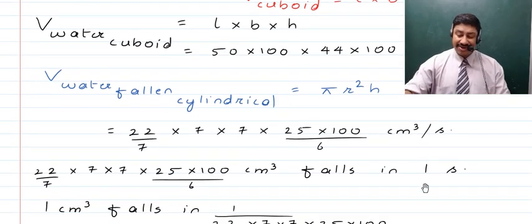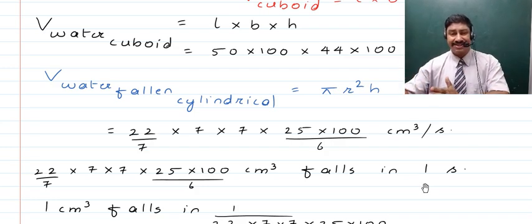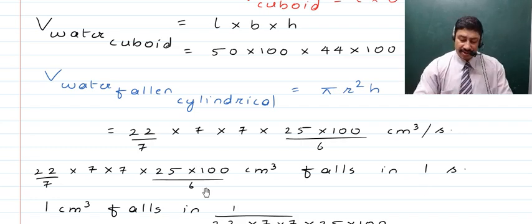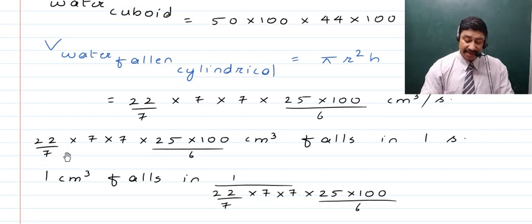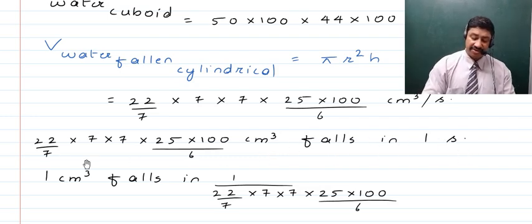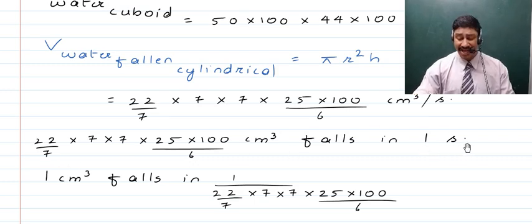Okay, now children, as we require to find out the time, right, we will find out the time by applying unitary method here, and in unitary method whatever is unknown, that is kept on the right hand side, right, in the statement. So here, as such, the above statement is going to be framed like this. We will say that 22 upon 7 into 7 into 7 into 25 into 100 upon 6 centimeter cube falls in 1 second. So here on the left hand side we have written the volume which has fallen off, and on the right hand side we have written the time in which it has fallen off.